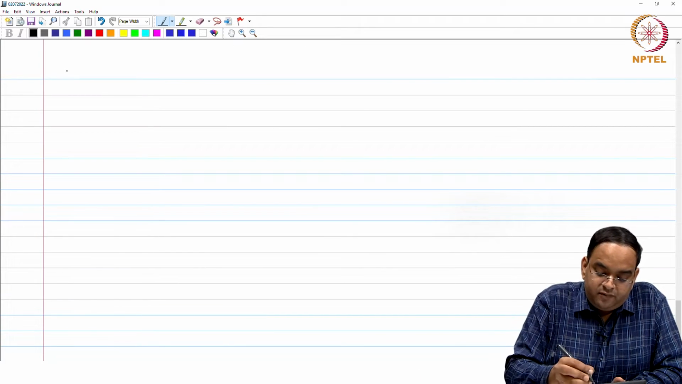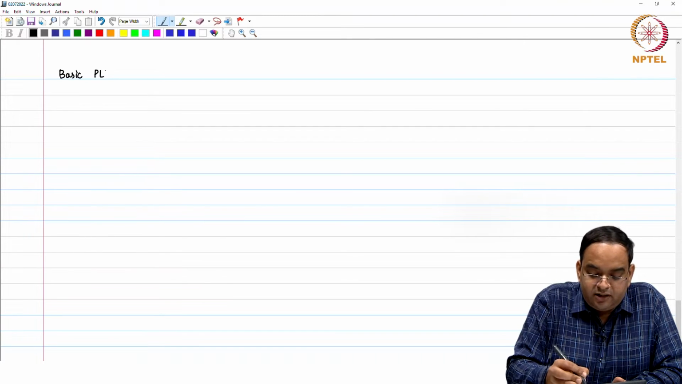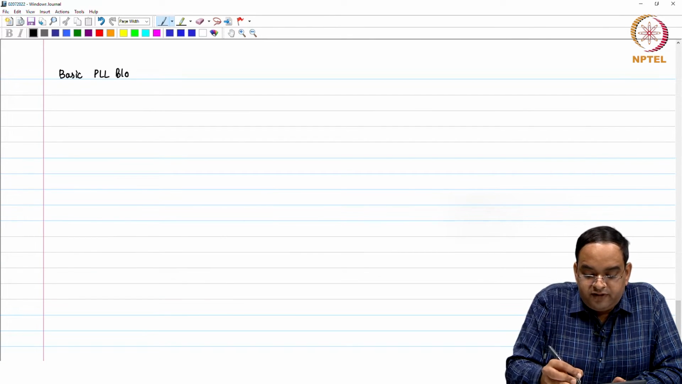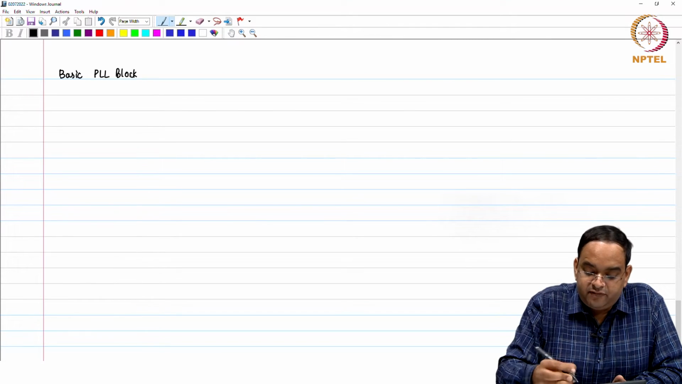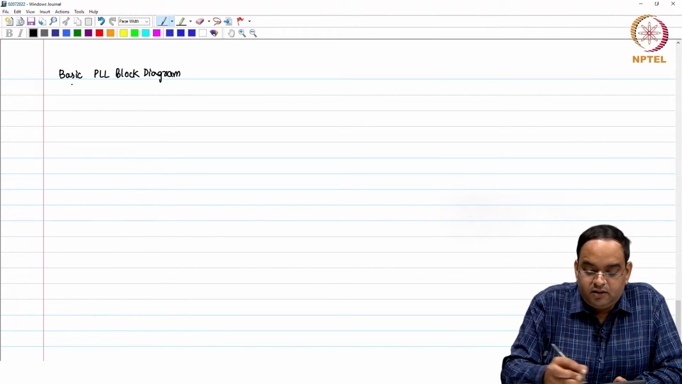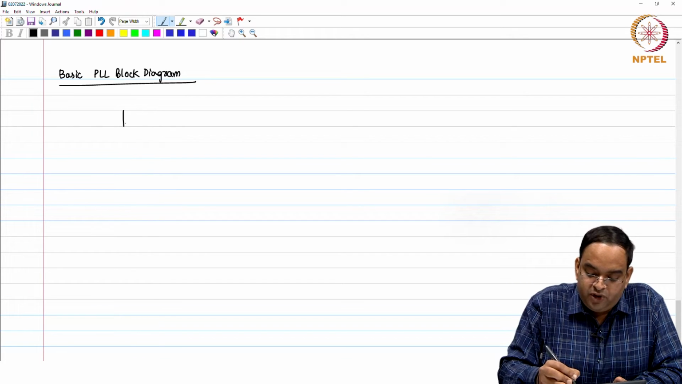Earlier, in the basic PLL, we have looked at different blocks for PD and PFD. So, let me just look at the basic PLL block diagram. I will first draw that. Okay. So, you have PD or PFD.